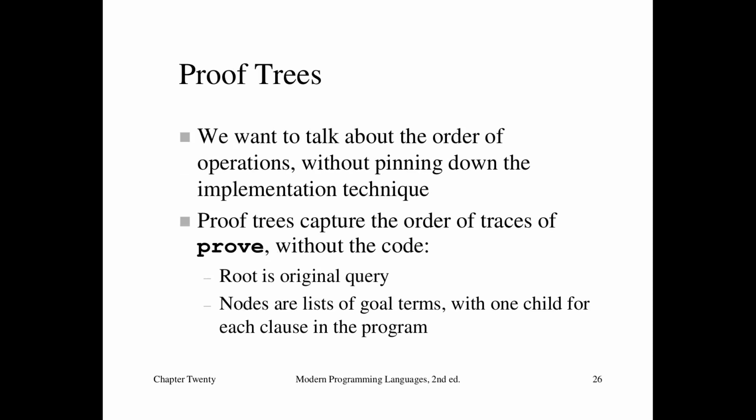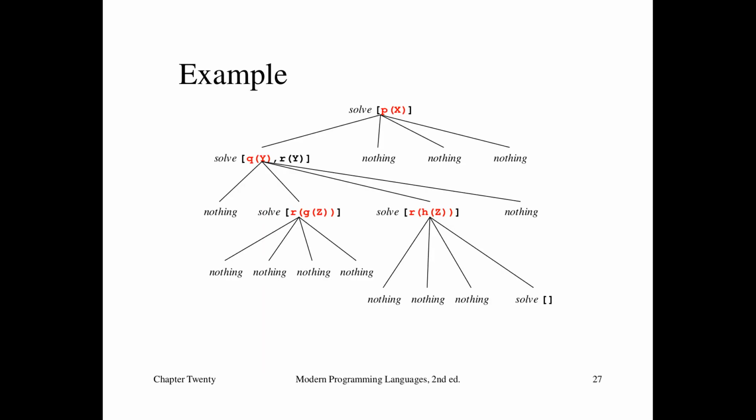So we know that the root of this tree is the original query, and nodes are a list of goal terms with one child for each clause in the program. And so then we end up getting something like this, right? We call solve on P of X, and then that gets us to where we have three nothings, because we were trying to match the head, and only one matched the head.